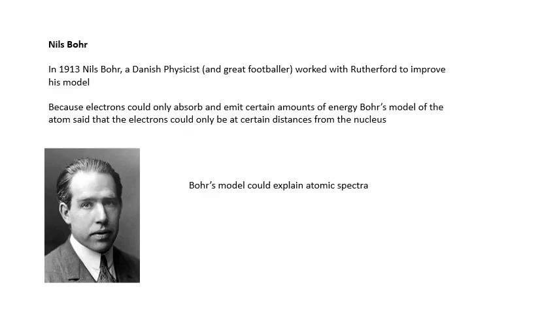Now, Niels Bohr came up with a better model for what the electrons are doing. In 1913, he was working with Rutherford, and basically he suggested that the electrons can only orbit at certain distances from the nucleus. If you think about planets going around the sun, a planet can be at any distance from the sun, as long as it's traveling at the right speed. But electrons aren't like that. Electrons can only be at certain distances. They can only have certain energy levels.